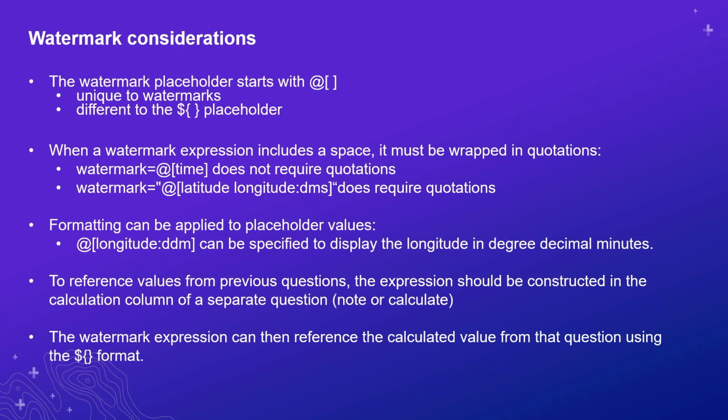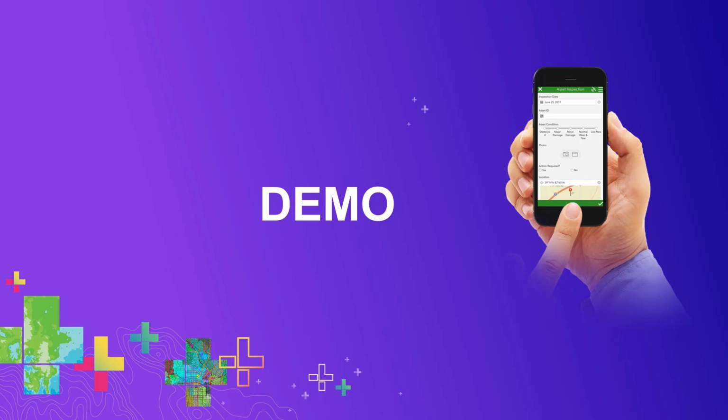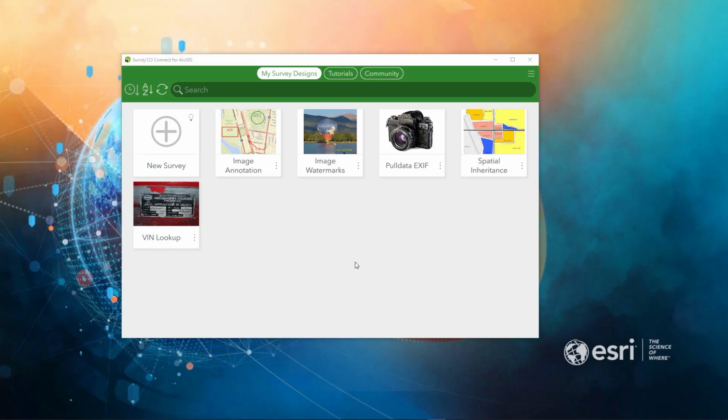The watermark expression can then reference the calculated value from the question using the ${} format. Now let's take a quick look at watermarks and how they work in both Connect and the Field app. Here in Connect, we have configured an image watermarks survey.